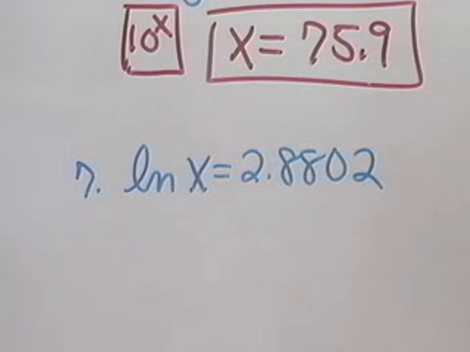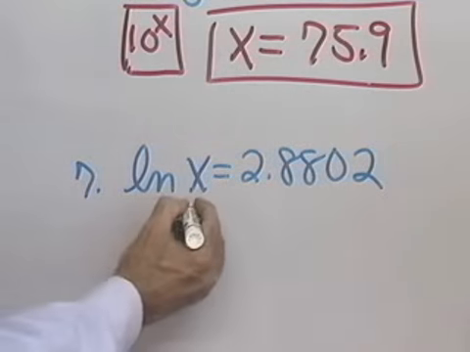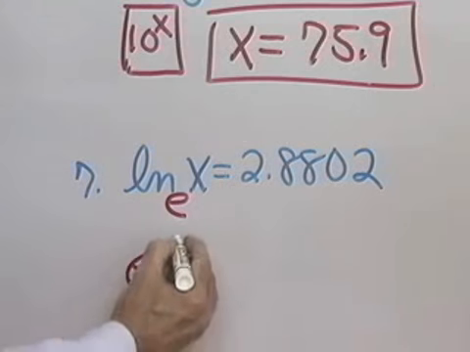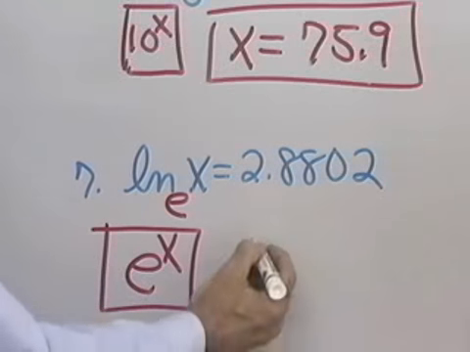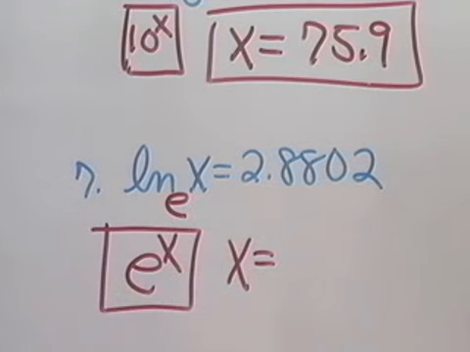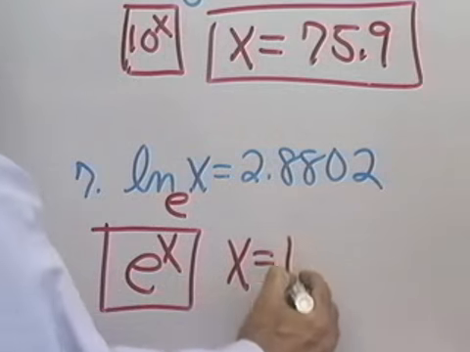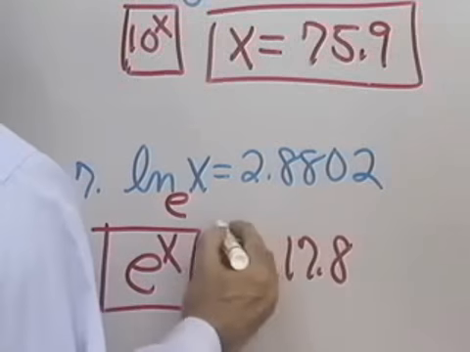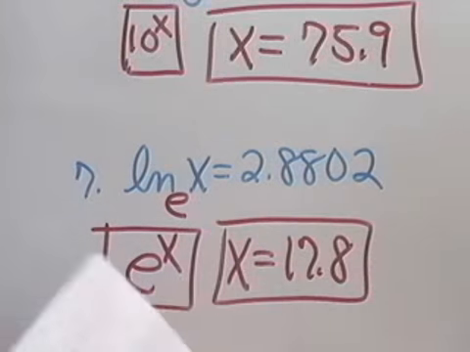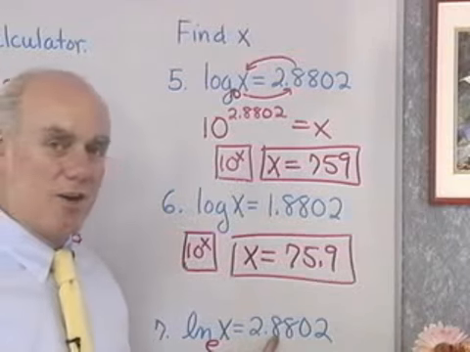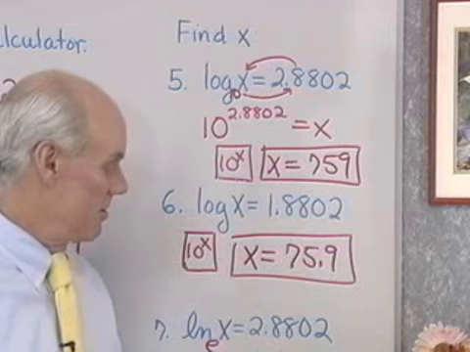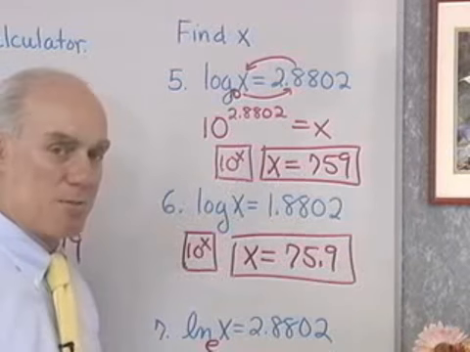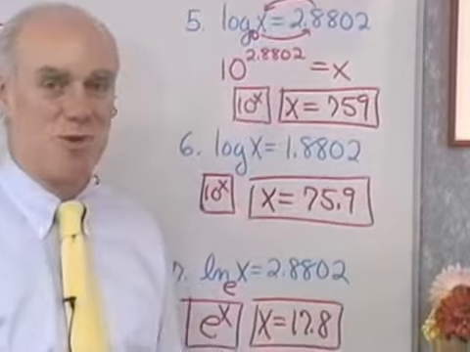One more problem. Natural log x is 2.8802. Remember, this is e. So I'm looking for my e to the x button. I want to use my e to the x button with this number right here. When I do that, x comes out to be 17.8. So if the natural logarithm of x is 2.8802, then x itself must be 17.8. So you want to check this on your calculator using your e to the x button and see if you can't get that 17.8 yourself.